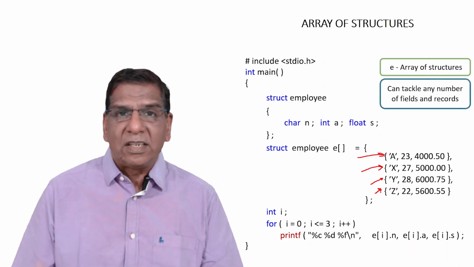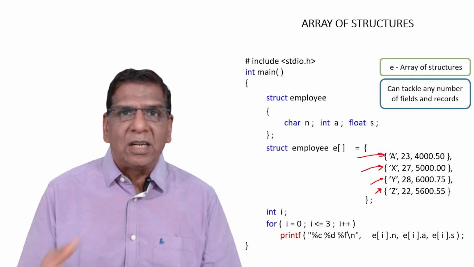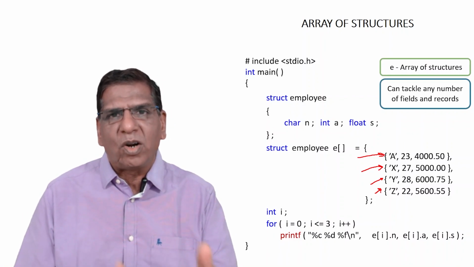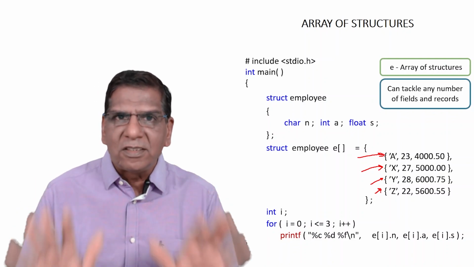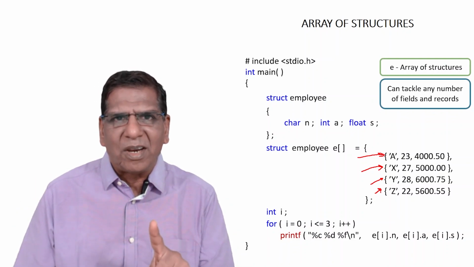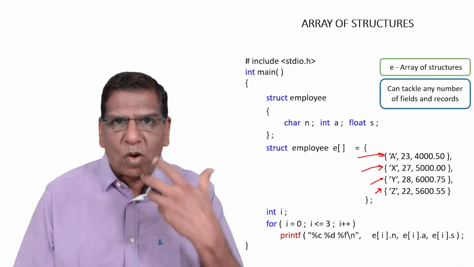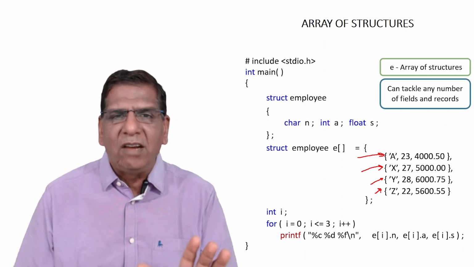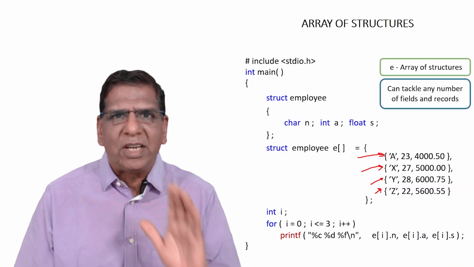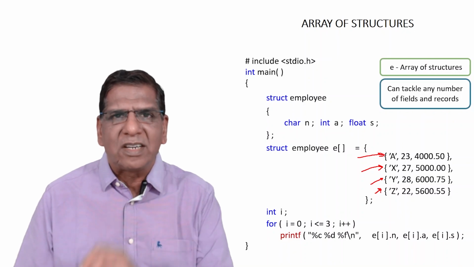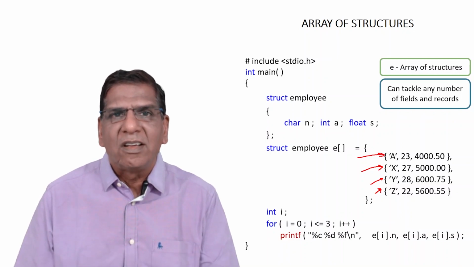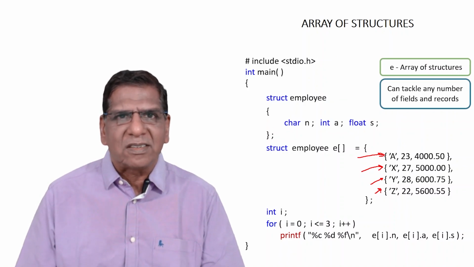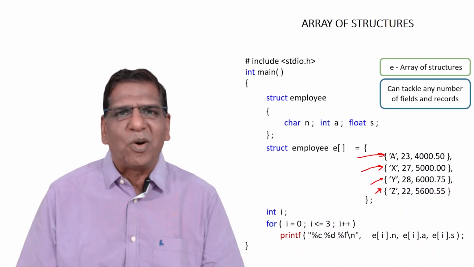Advantage is what? That this single variable can tackle any number of records and any number of fields. So let the tabular data have 1000 records and 30 fields in each record. We still need only one single variable. Means as the data volume goes on increasing, my variable names don't go on increasing. I can deal with all records, no matter how many of them exist, no matter how many fields are there in each record, using what? One single variable, that variable being an array of structures. Really a very powerful variable.